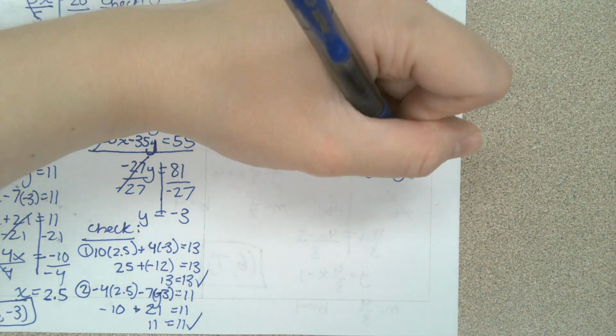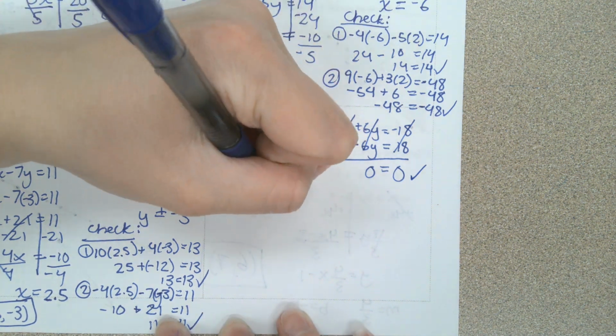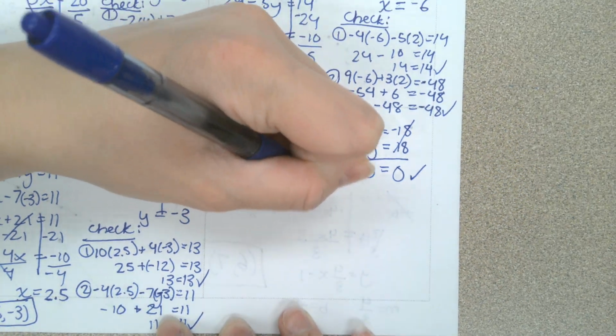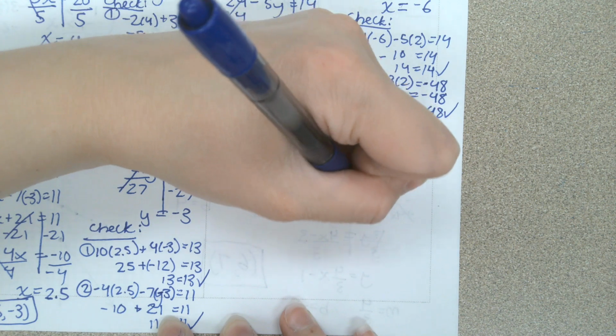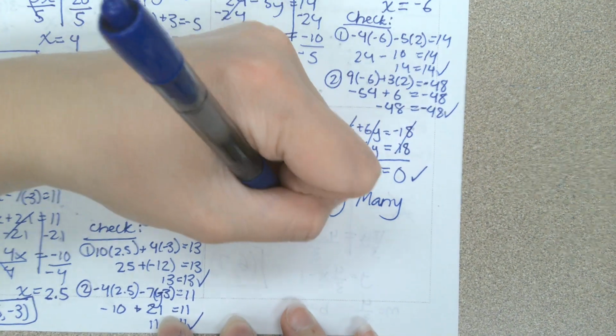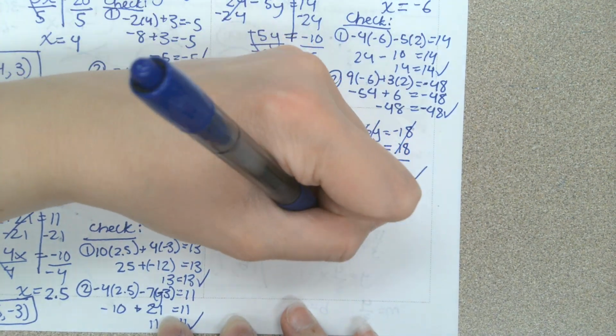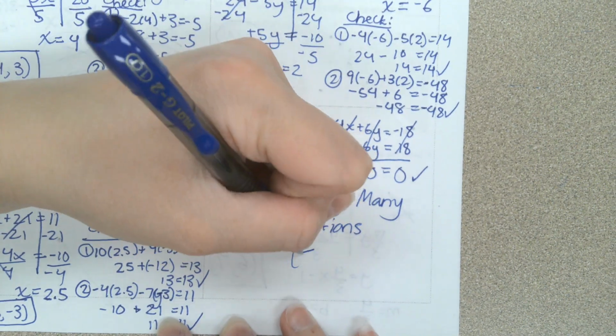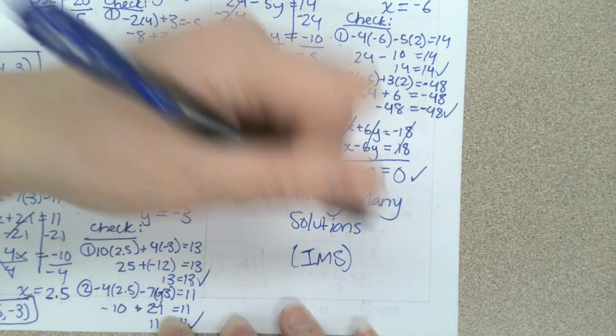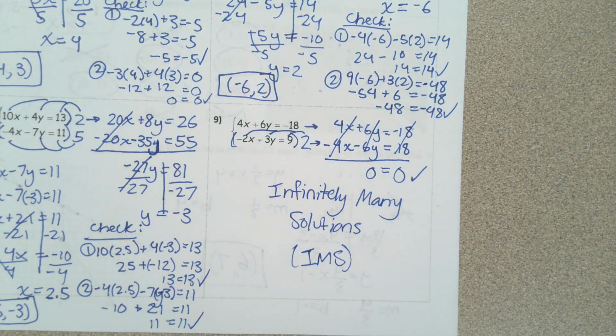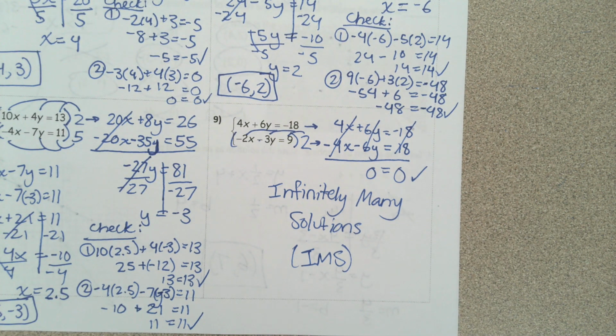0 equals 0, that is a true statement. So our final answer here is infinitely many solutions. Again, you can write out IMS as your answer. That would also work. But the phrase infinitely many solutions needs to be your answer.